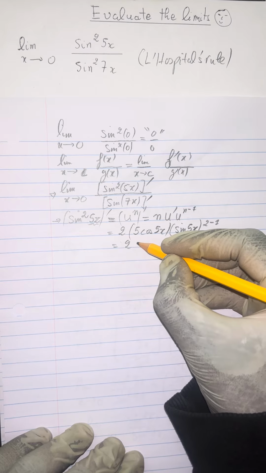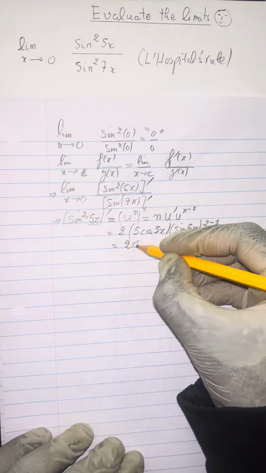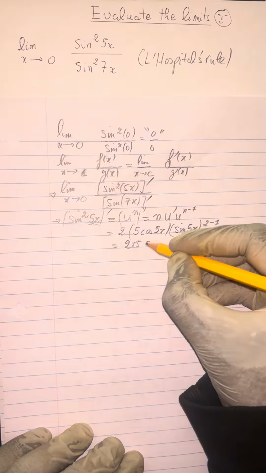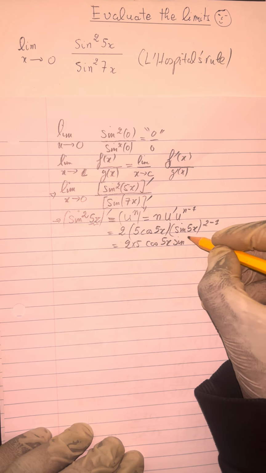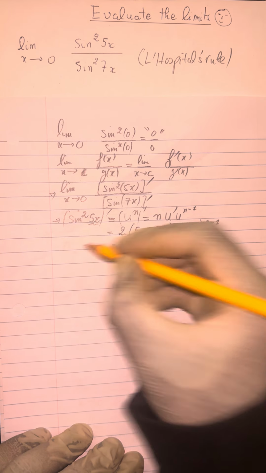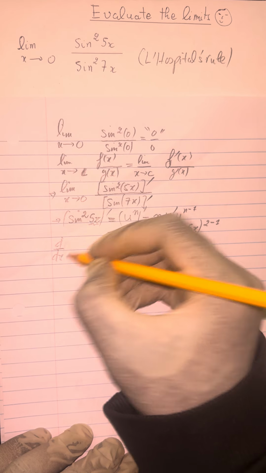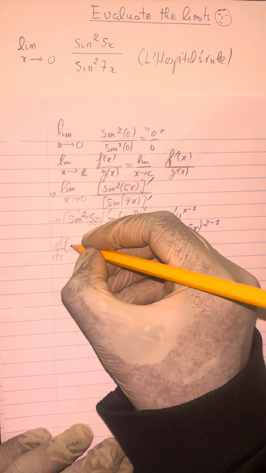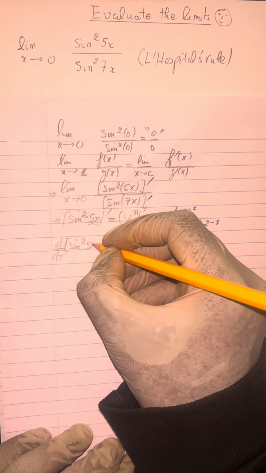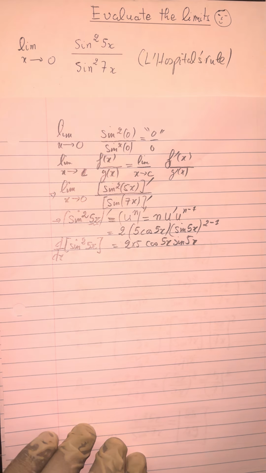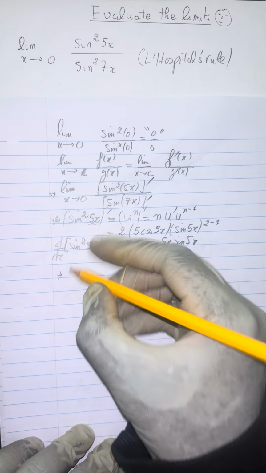So our final answer is going to be 2 times 5, we can multiply these two together, cos of 5x sine of 5x. That is for the numerator only. Now let's do the same for the denominator.